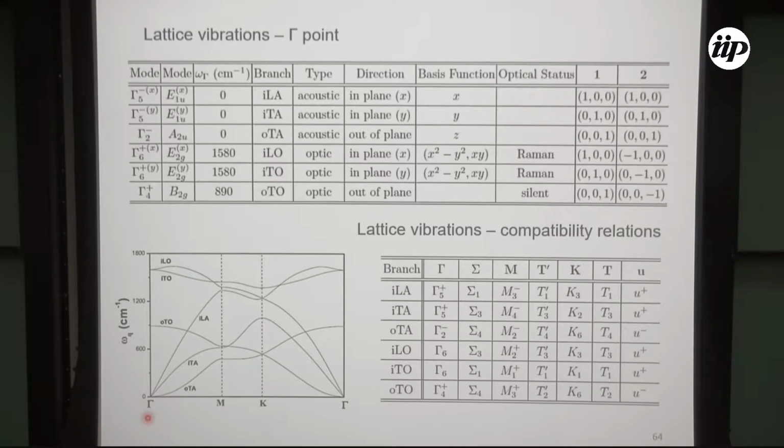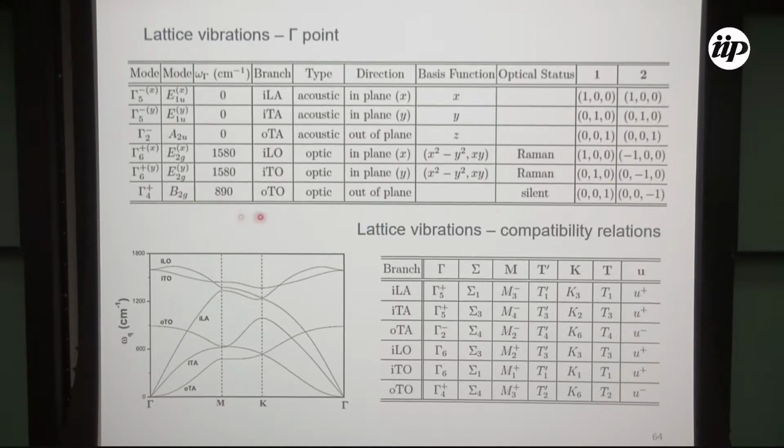But 3 of them are just translations. These are the acoustic modes, so they have frequency 0. The other 3 are optical modes. Gamma 6 is a two-dimensional representation, okay? It is double degenerate here at gamma, and we have this other one, which is this gamma 4, okay? It's an out of plane mode.